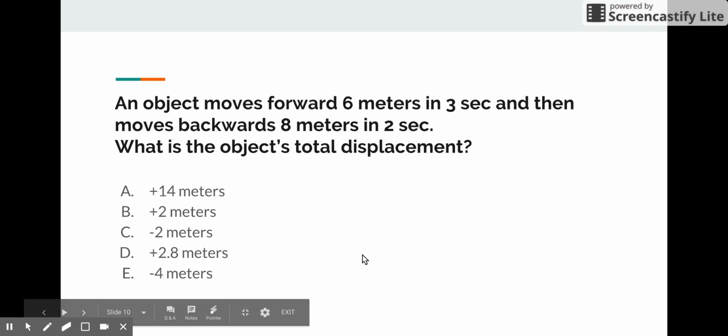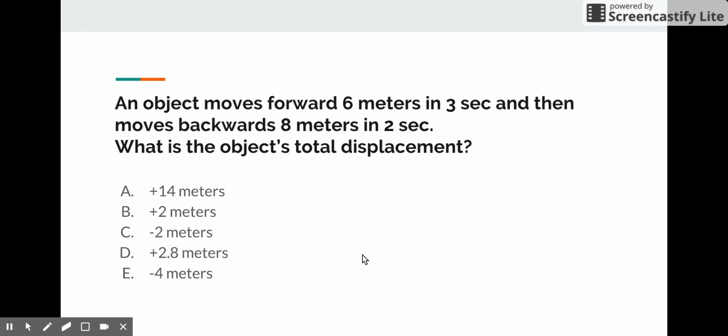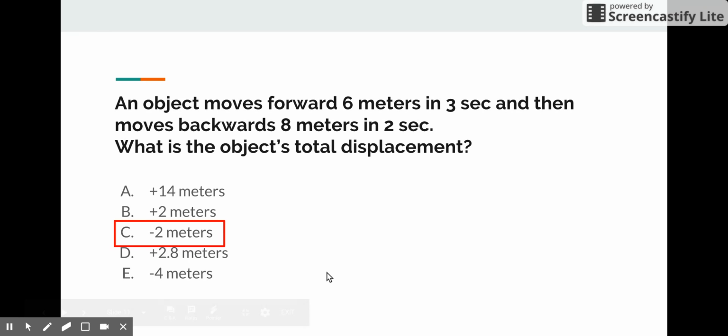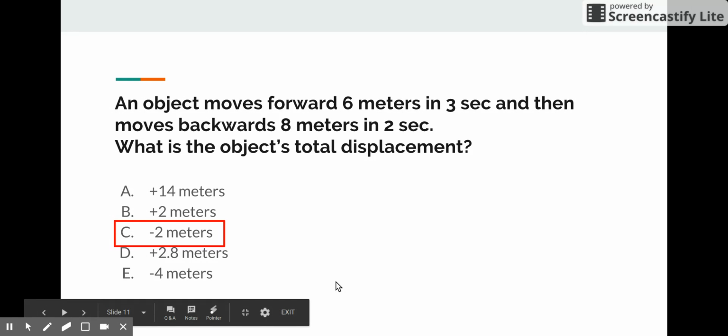An object moves forward 6 meters in 3 seconds and then moves backwards 8 meters in 2 seconds. What is its overall or total displacement? It would be negative 2 meters, right? Displacement is your change in position, and you would wind up 2 meters behind where you started. If you chose 14 meters, you would have been describing the object's total distance covered.